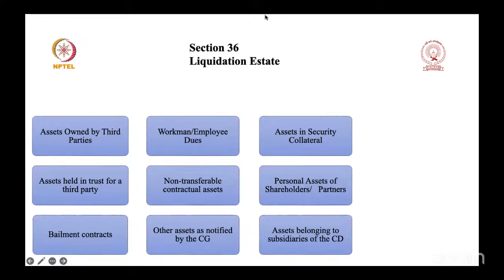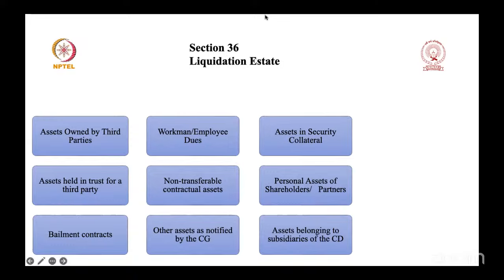After the verification and realization of the assets, all the realized money should be kept in a separate bank account, and from there he should distribute the proceeds to various parties according to the waterfall mechanism as provided under Section 53. And once the entire process is completed, he's going to make a final report and submit that to NCLT and seek an order for dissolution.